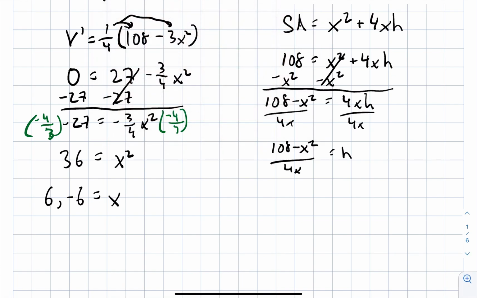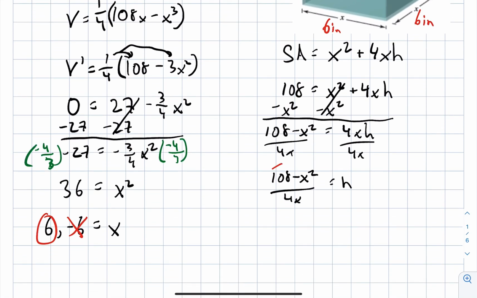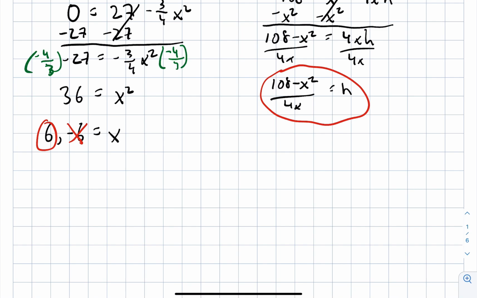But keep in mind here, we are talking about the dimensions of a box. So therefore, this -6 will not help us, but the 6 will. Okay, so looking back at this box now, we now know that this is going to be a 6 inches by 6 inches base. In terms of finding the height now, that's the one thing we need to do. Well, we could go back to here and plug in our 6 to figure out what our height is going to be. So let's go ahead and do that.